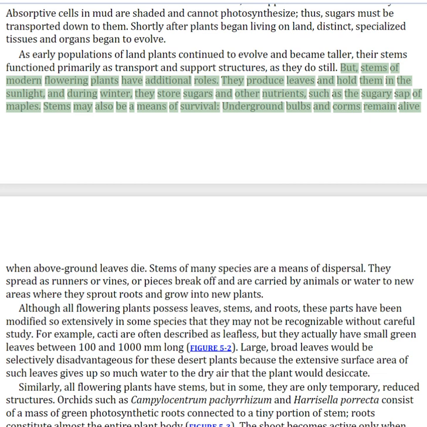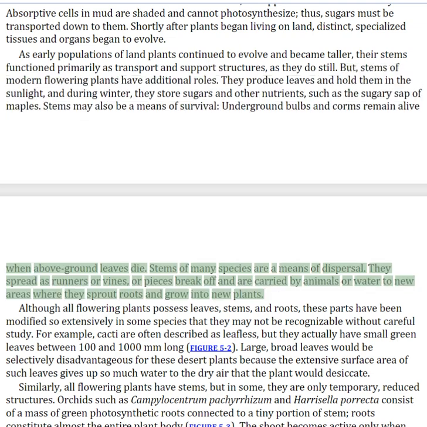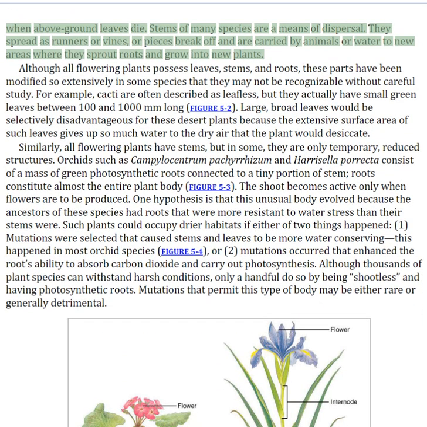Stems may also be a means of survival, as underground bulbs and corms remain alive when above-ground leaves die. Stems of many species are a means of dispersal. They spread as runners or vines, or pieces break off and are carried by animals or water to new areas where they sprout roots and grow into new plants.